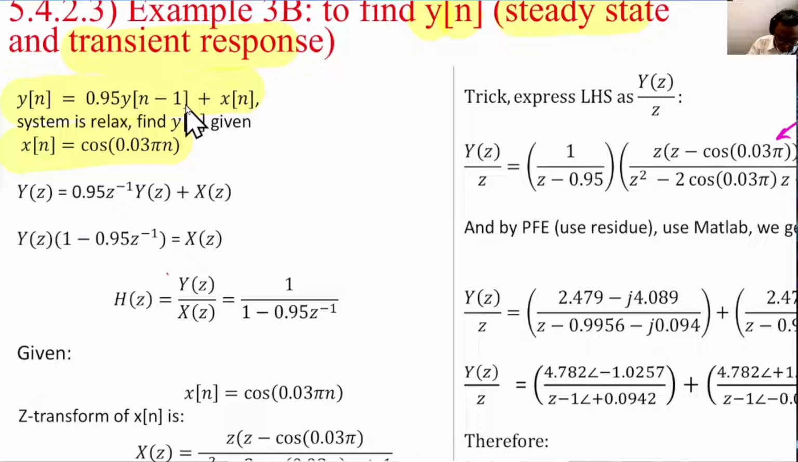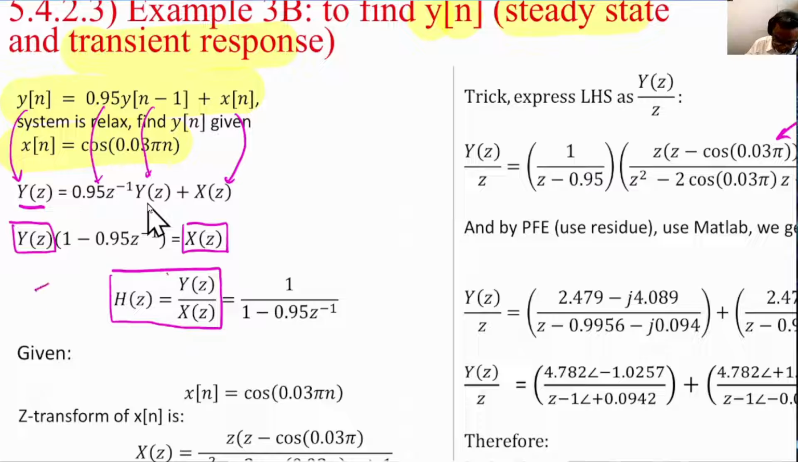Again, to find the output, we perform the Z-transform on y[n] to get Y(z), and 0.95 y[n-1] becomes 0.95 z^-1 Y(z), and x[n] becomes X(z). Again, we move the Y(z)'s to the left hand side and the X(z) to the right hand side in preparation to get the transfer function.